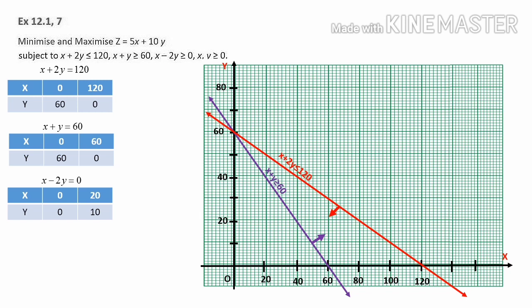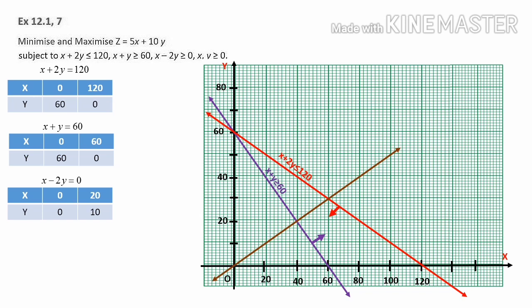Next one is x minus 2y greater than or equal to 0. That equation is here, x minus 2y equal to 0. Just to plot it, one point is (0, 0), another point is (20, 10). 20 is here, 10 is here. So by connecting these 2 points we will get a line like this. Then we have to find out the feasible region.